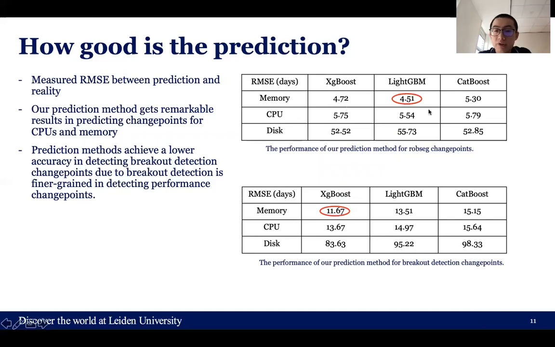For example, we could see here, the RMSE is around 5 days. That means there is a 5 days gap between prediction and reality. And moreover, we could say that the prediction method achieves a lower accuracy for breakout detection change points because breakout detection is fine-grained in detecting performance change points.